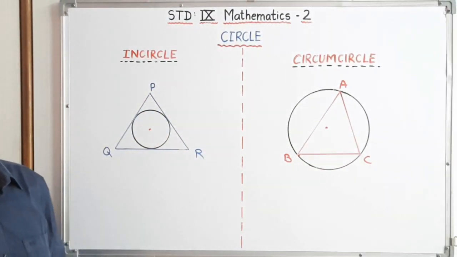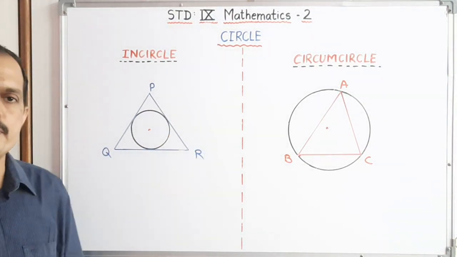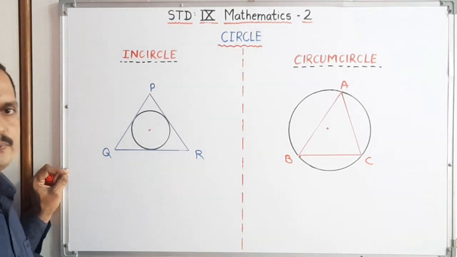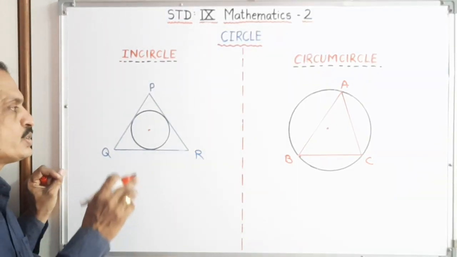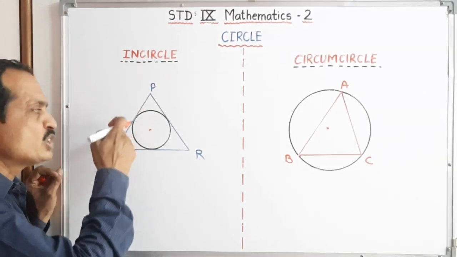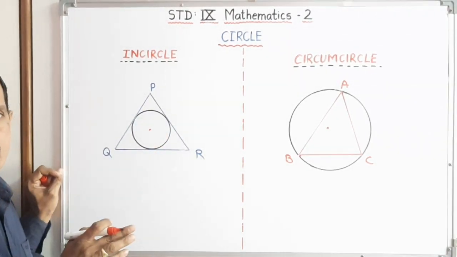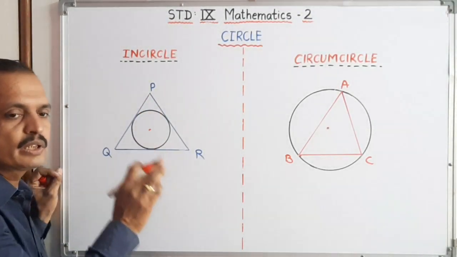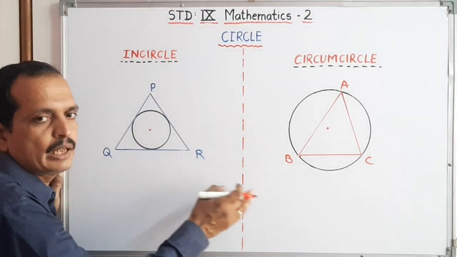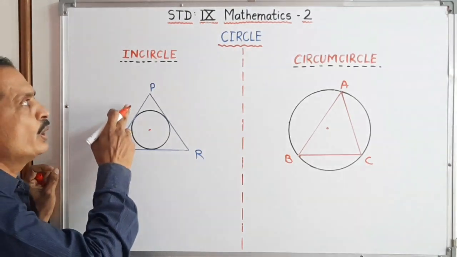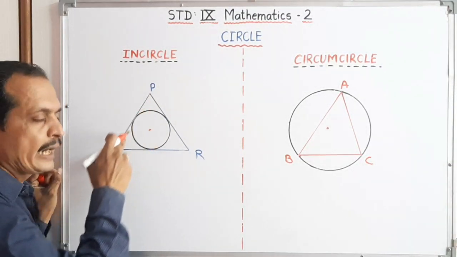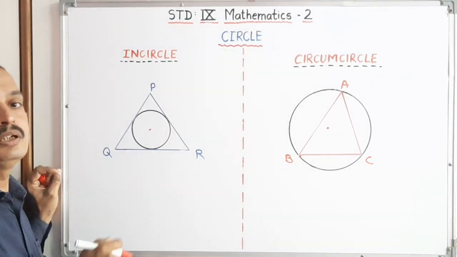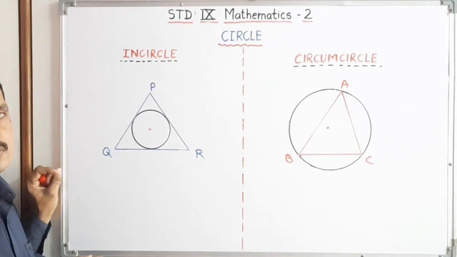Dear student, in practice set 6.3, we have to construct the incircle and circumcircle. For that purpose, first of all the measurements of triangles are given, and according to the given measurements, first of all we have to construct the triangle, in both the circumcircle and incircle cases. First of all, we have to construct the triangle of given measurements. Then we have to construct the incircle and circumcircle.